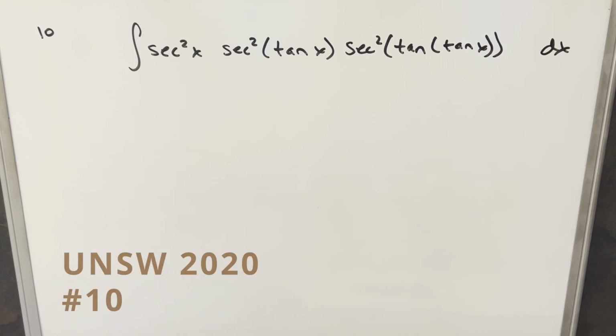Okay, we have here today this kind of crazy long integral from the UNSW Integration Bee. This was 2020 problem 10. We have the integral of secant squared x, secant squared tan x, secant squared tan of tan x dx.